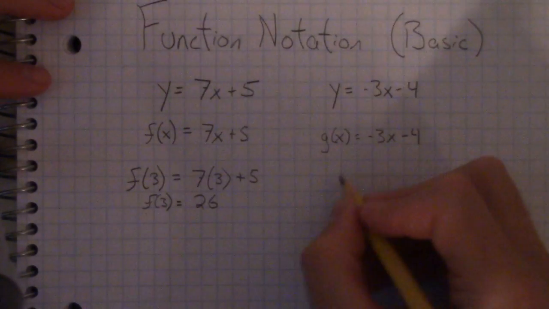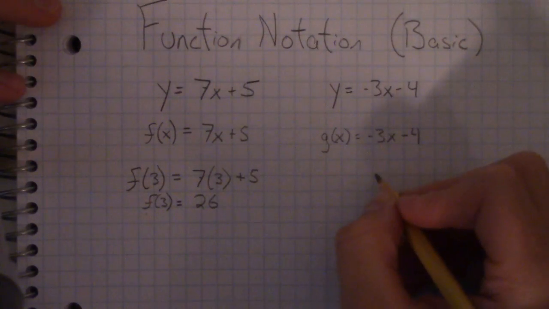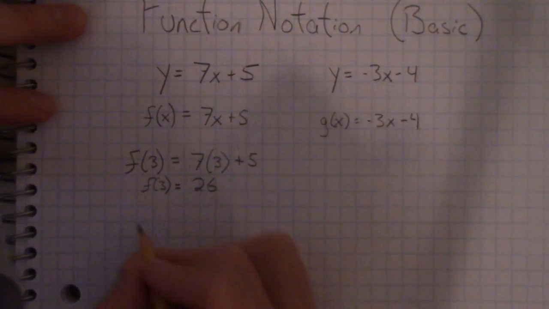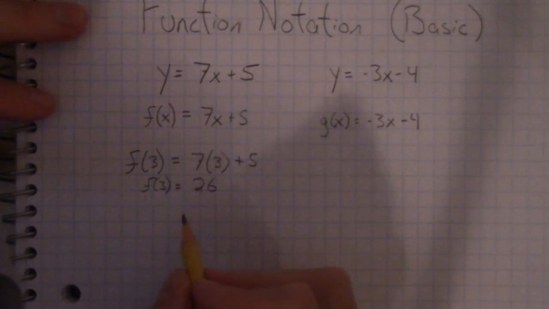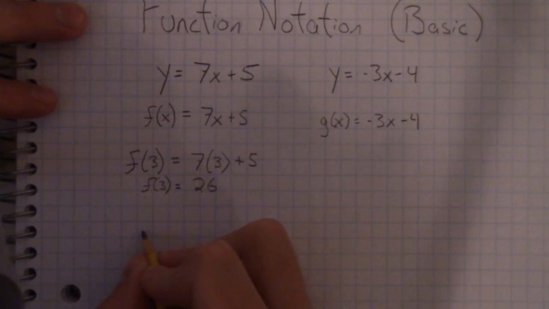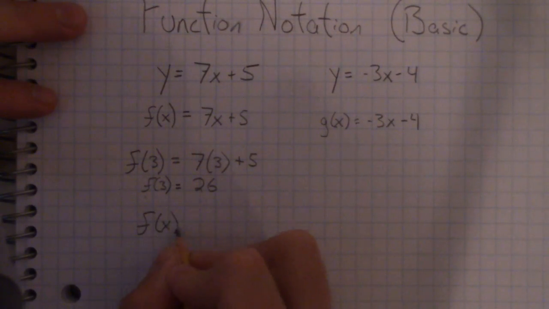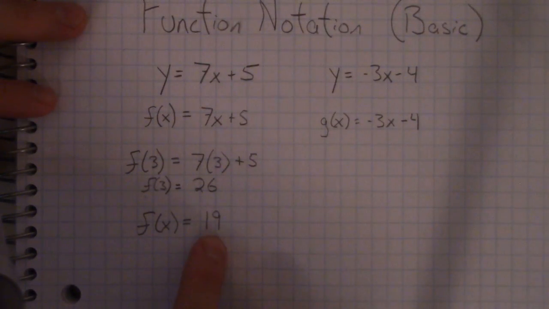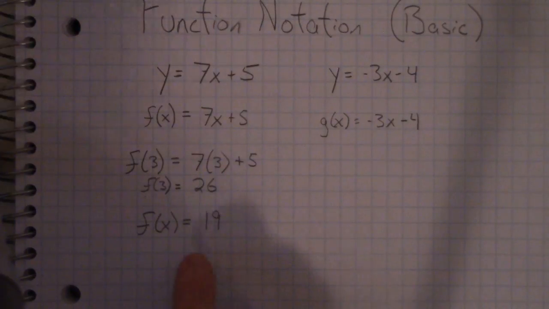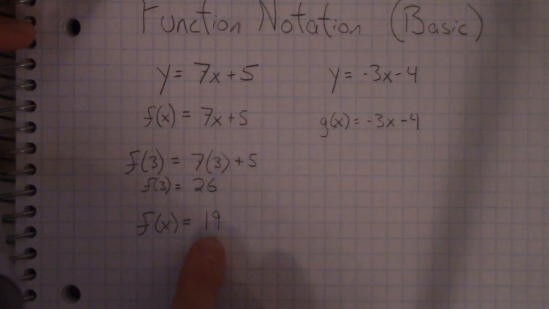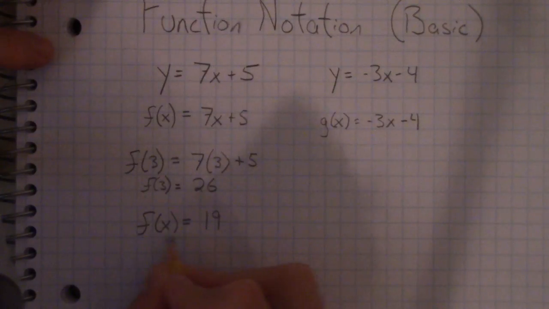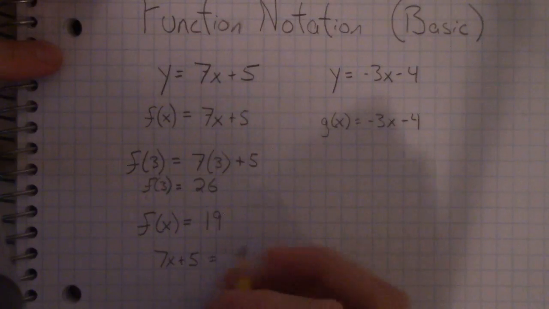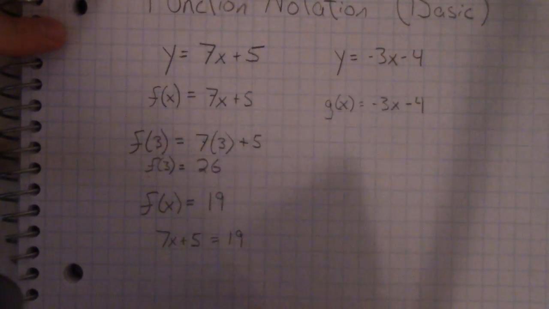And I could do the same thing here with g. I could plug in 3. I won't do that because it's pretty basic. And then the reverse can happen as well. What if I want to know what the input is when I'm given the output? So the way you would write that is f of x equals 19. So now I'm saying the output is 19. What's the input, right? So for what value of x do we get 19 when we plug it in? So what's f of x? 7x plus 5. This is how you would solve it algebraically. And then you just solve for x.